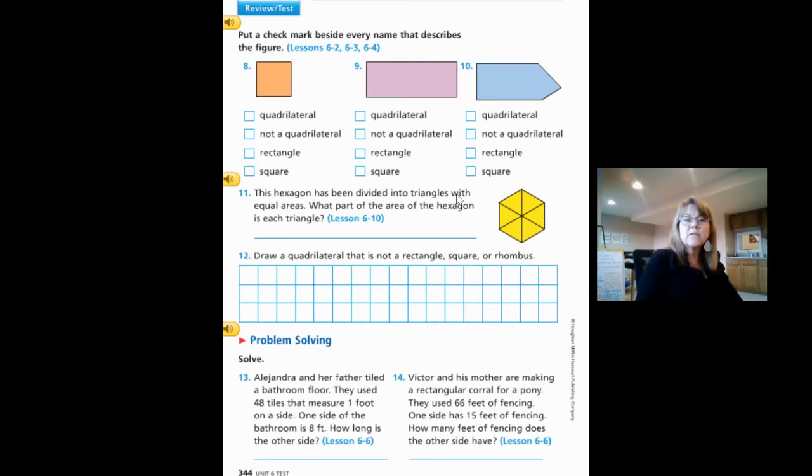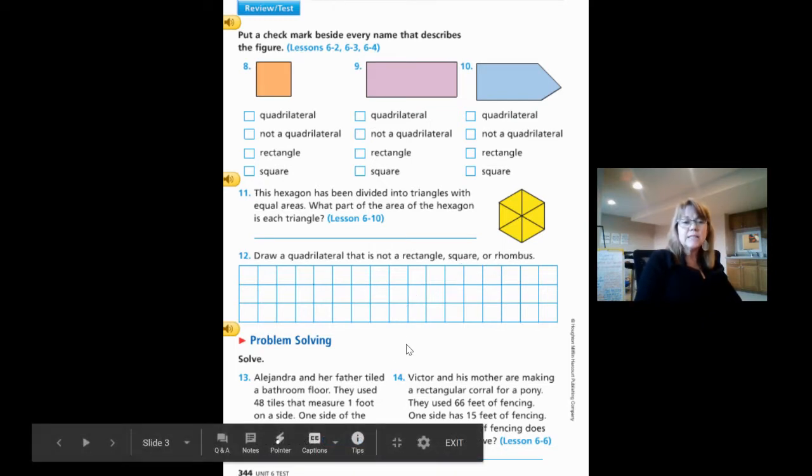This hexagon has been divided into triangles with equal areas. What part of the area of the hexagon is each triangle? How many pieces are there total? And what is one worth? Think of fractions. Draw a quadrilateral that is not a rectangle, square, or a rhombus. So what is one of the quadrilaterals that is different from those ones? So try it.